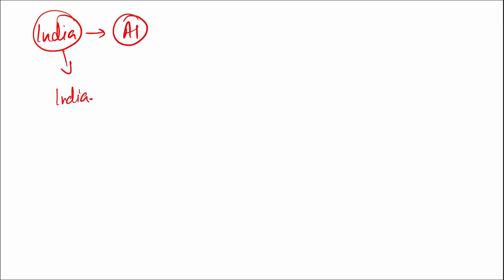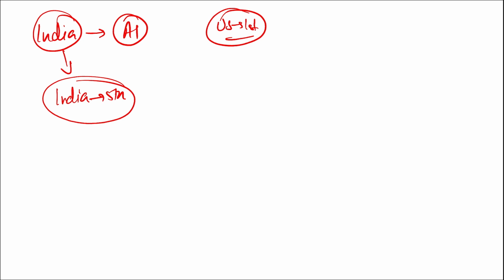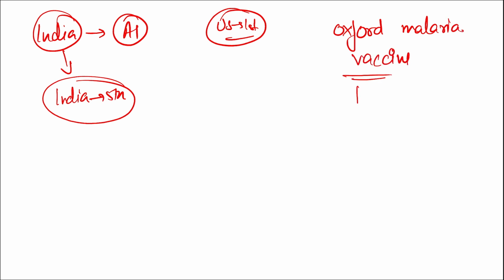Next, if I ask you, tell me, recently India stands at which position for the maximum investment in AI, that is, artificial intelligence? India is at 5th position, right? US is at 1st position. Next, which country became the first country in the world to approve the Oxford malaria vaccine? This is for children and it was approved by Ghana.